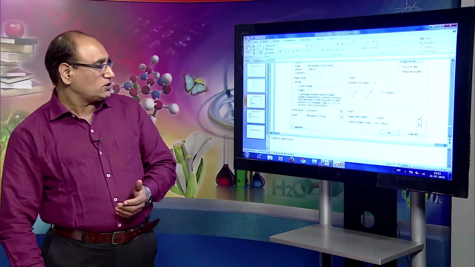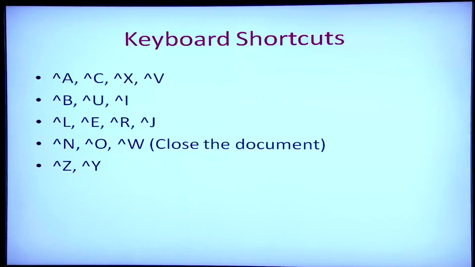Now, let us see what those keyboard shortcuts are. Control A is to select the complete document, the whole document, Control C is to copy, Control X is to cut, Control V is to paste, Control B, Control U, Control I to make the selected portion of the document bold, underline, italics, then left alignment, center alignment, right alignment or justify. Control N is to create a new document, Control O is to open a document, and Control W is to close a document. Control Z is for undo, and Control Y is for redo. So, these keyboard shortcuts are also available, which make the job of working with documents easier.